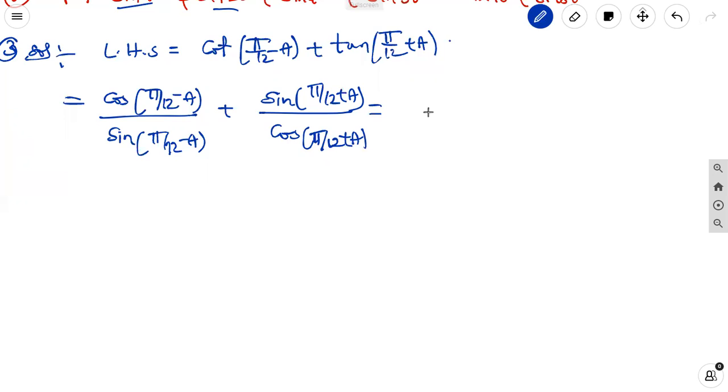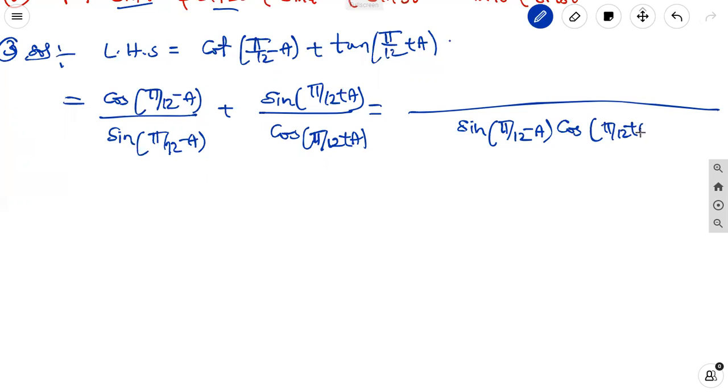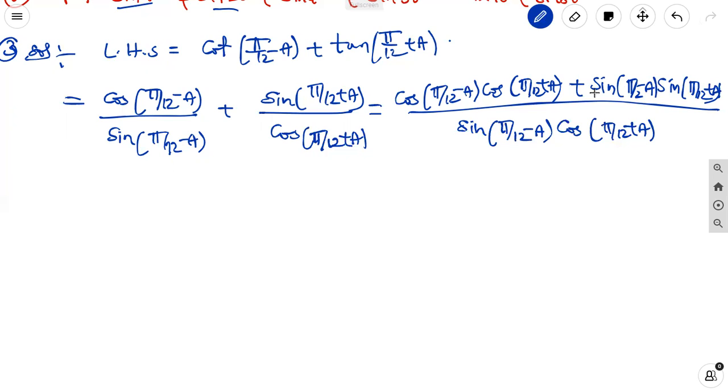Taking the LCM, sine of (pi by 12 minus A) into cos of (pi by 12 plus A)... cos of (pi by 12 minus A) into cos of (pi by 12 plus A) plus sine of (pi by 12 minus A) sine of (pi by 12 plus A). Cos A cos B plus sine A sine B form in the numerator, that is cos of A plus B.